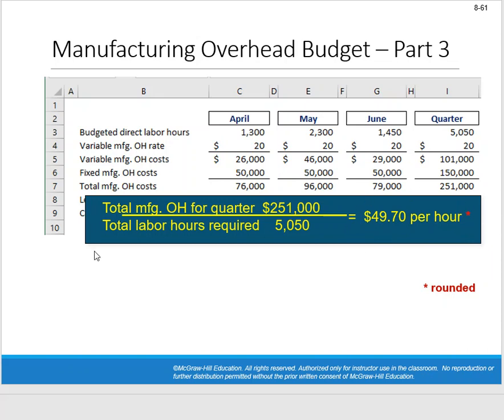But what they're doing is computing our predetermined overhead rate, right? Because we're projecting out our MO for the quarter, and we know our cost driver, direct labor hours. So we may as well compute it now. We're projecting $251,000 in total MO for the quarter. We're going to divide that up by 5,050 labor hours, and we should come up with a predetermined overhead rate of $49.70. For the moment, just stick that away in the back of your brain, and we will pull it out here in a moment.